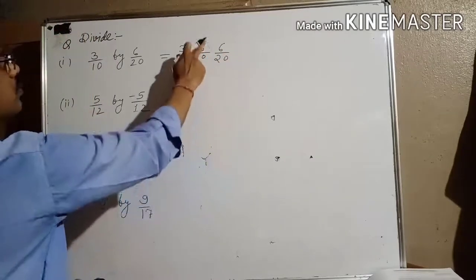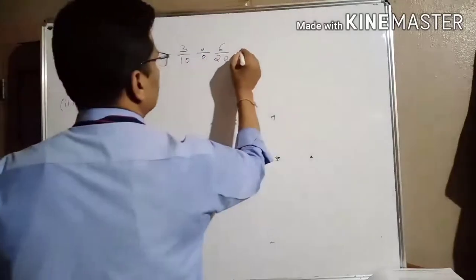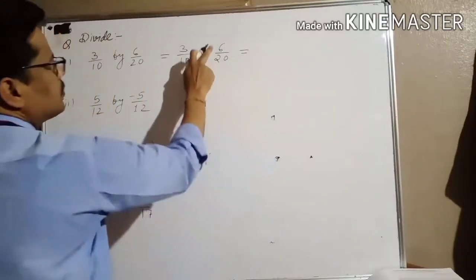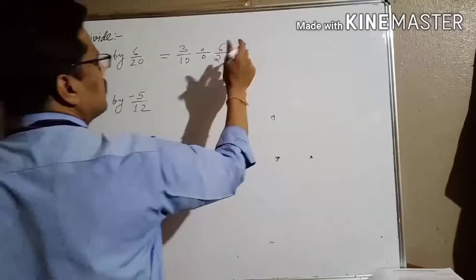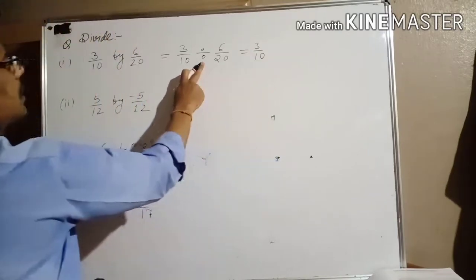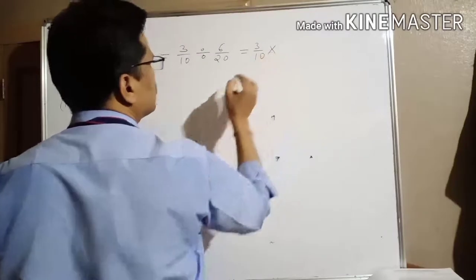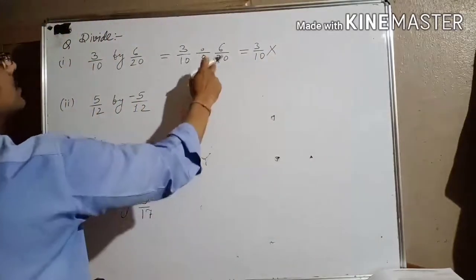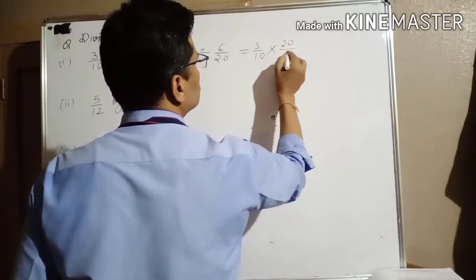Now, we will use the reciprocal property to change this division into multiplication. As you know, what is the reciprocal of 6 upon 20? It is 20 upon 6. This 3 upon 10 will come as it is. We can write here 3 upon 10, and the division sign can be converted into multiplication. And 6 upon 20 becomes 20 upon 6.